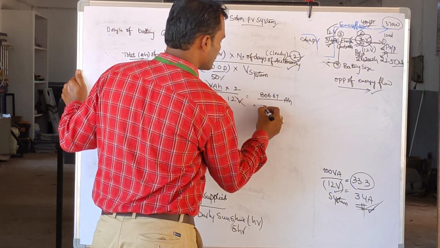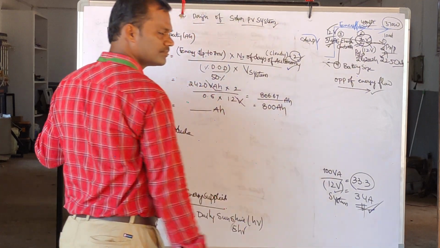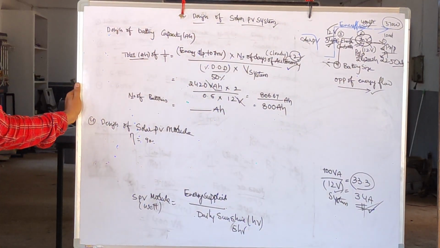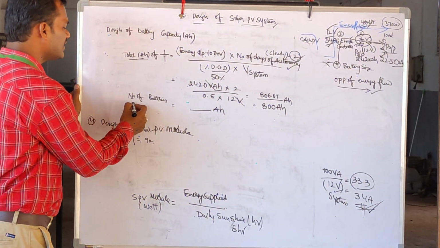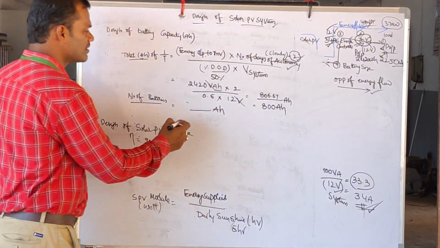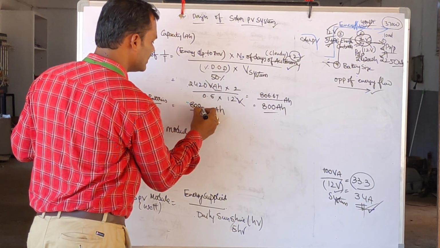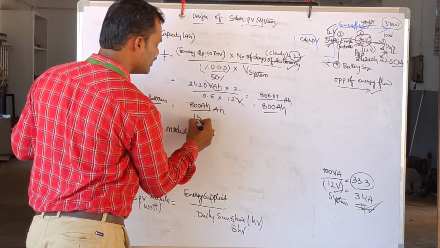So I am taking approximately this one as some 800 AH. So I want to design the number of batteries to be connected. Okay, so what is the system AH? The system AH I require is 800 AH divided by individual AH.